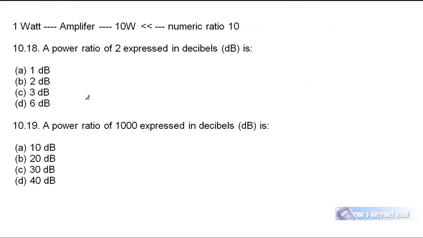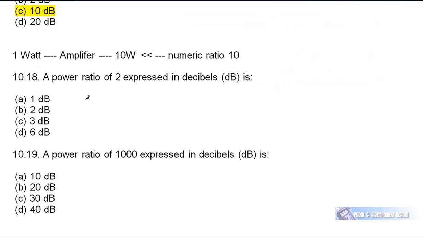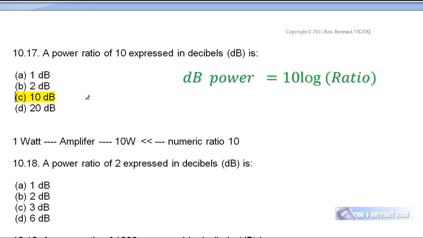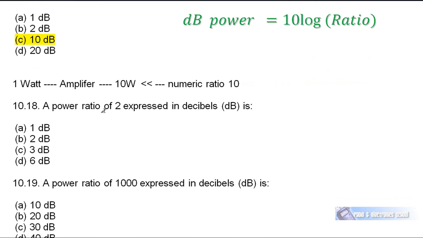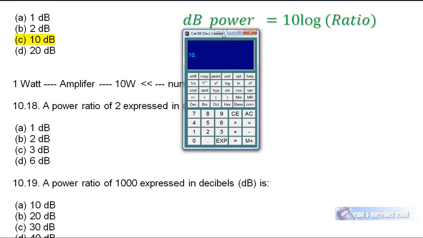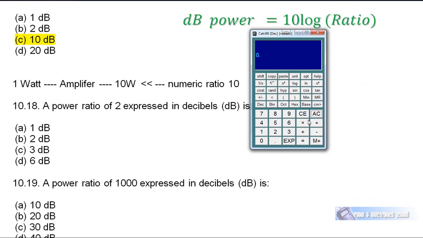Question 1018, a power ratio of 2 expressed in decibels is, now that's using the same equation that we did before, dB equals 10 times the log of the ratio, dB equals 10 times the log of 2, so let's do it. 10 times the log of 2, so all clear. 2 log multiplied by 10 equals 3, close enough to 3. So a numeric ratio of 2 is represented in decibels as 3 dB.